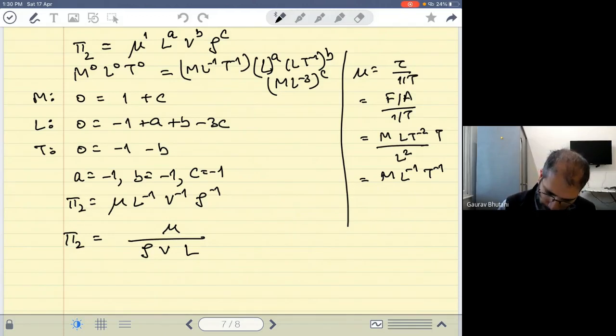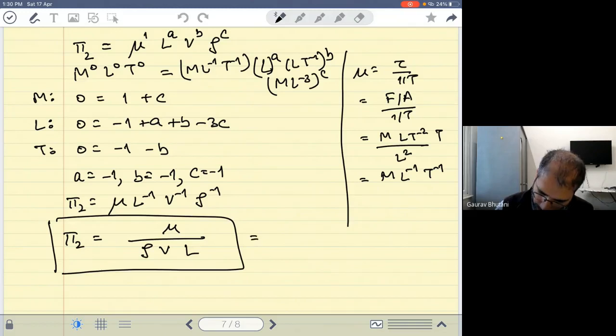Okay, so that is our pi2 parameter. And this actually is nothing but 1 upon Reynolds number. We briefly talked about Reynolds number in the very beginning of the lecture, but I'm just telling you that this is what is called 1 by Reynolds number. We'll talk more about it in the next lecture.